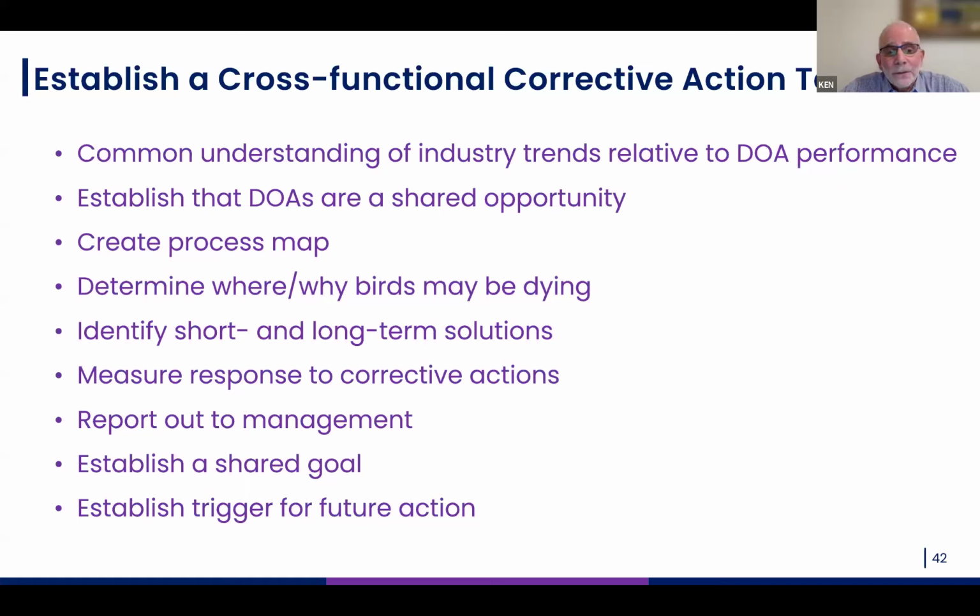And then the last 2 points I think are pretty important is to establish a shared goal. So oftentimes DOA goal lives with the live haul or the transportation team, but it really can be impacted by broiler management, live haul management, live receiving at the plant. So it really needs to be a goal that's shared across different functions within the complex. And establishing a trigger for future action will prevent that graph that I showed you from getting way out of line really quickly. Looking around, you'll have it in place.